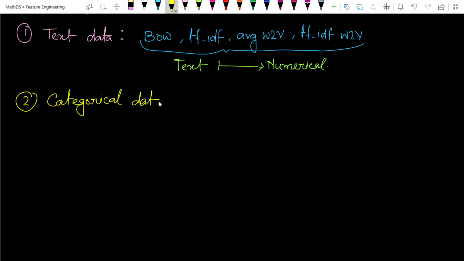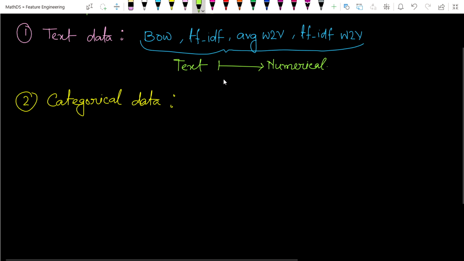Categorical means various types of categories, for example country. If you consider the country, it is one kind of category: India, USA, China, Brazil, like that. Another example is the height of a man. If you convert this height to a category, it means tall, very tall, short, medium, like that. These things are one kind of categorical data.